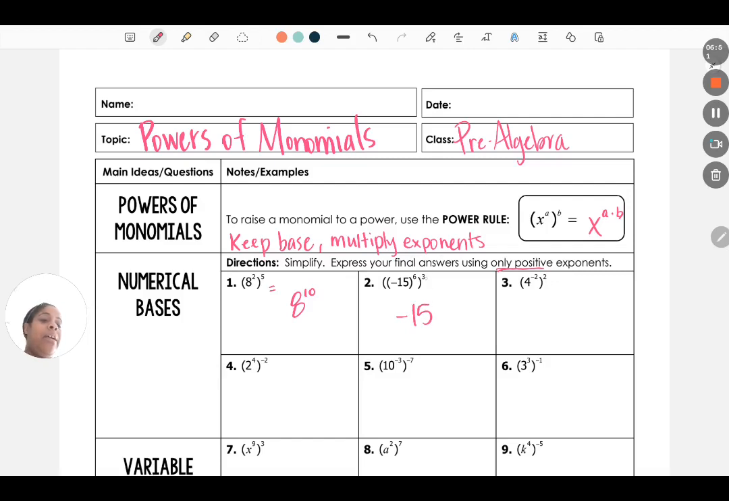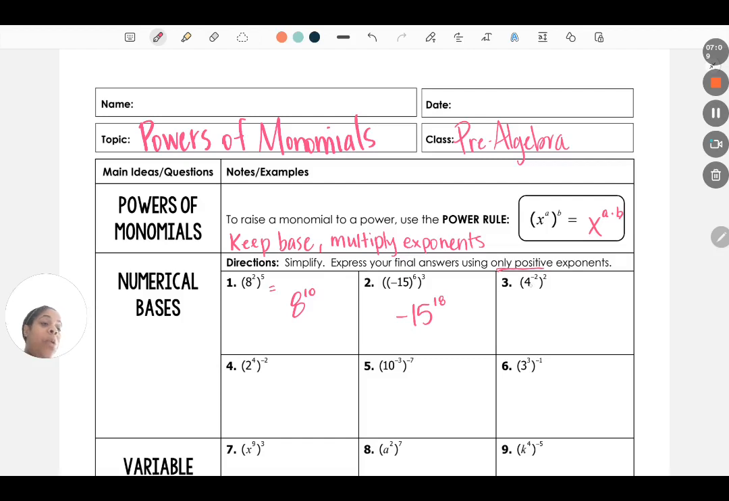And 6 times 3 is 18, sorry. 18. So it's negative 15 to the 18th power, which means that it's going to turn out positive. All right.